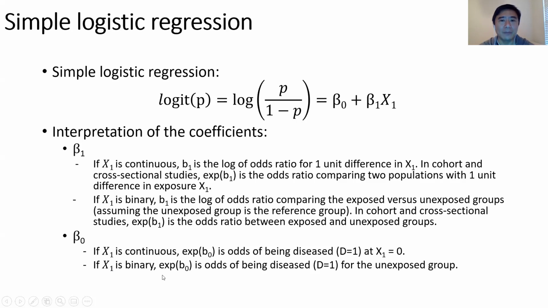If x1 is binary and you code x1 as 0 and 1, and x1 equal to 0 indicates the unexposed group, then the exponential of B0 is the odds of being diseased, or D equal to 1, for the unexposed group. Because if you add that part, that's the exposed group, but without that part, the beta 0 itself will be the log of odds for that non-exposed group. All right, so this is the interpretation of the parameters in a simple logistic regression. That's the logistic regression with only one exposure, or one independent variable, or one predictor variable.